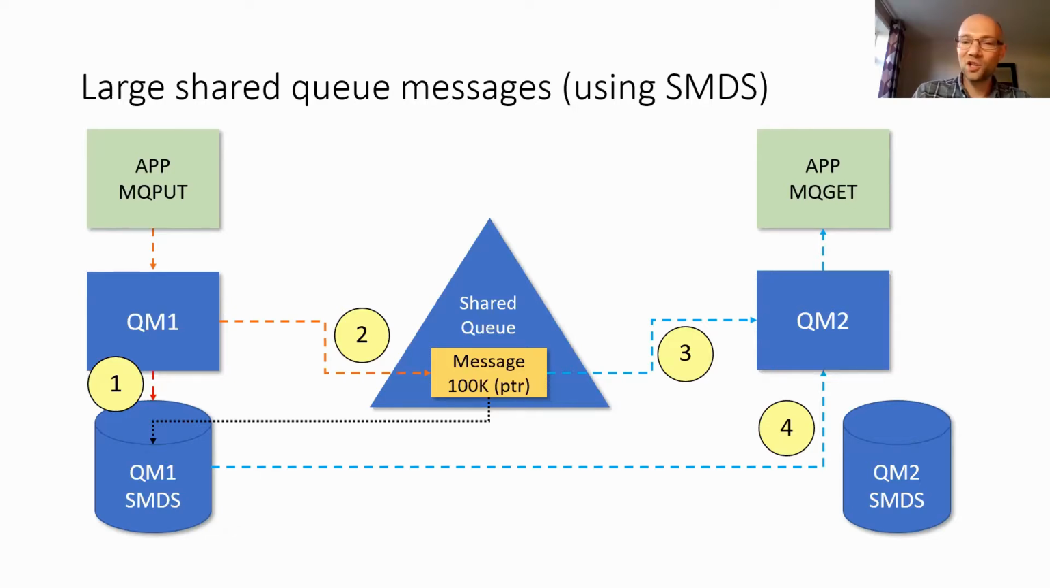And then when another queue manager wants to get that message, it looks in the CF structure, sees that pointer, and then goes off and reads the actual message data from the SMDS where it's stored, even if it's another queue manager's SMDS. It's fine for any queue manager to read another queue manager's SMDS, just not change it. They can read, but they can't write to it. So that's how SMDS works at a very high level.